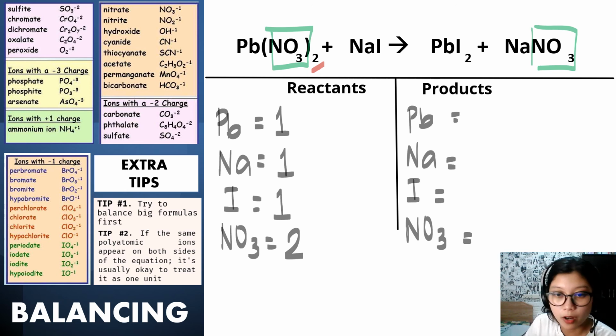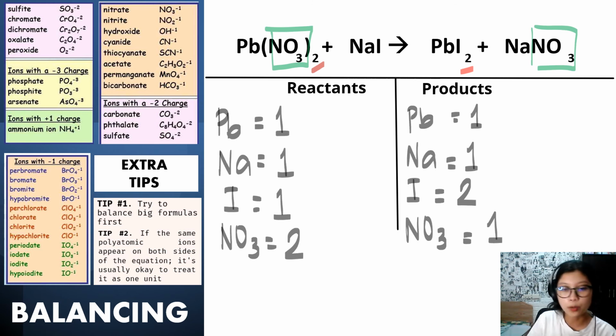Let's proceed to the product side. We have Pb, only 1. According to the subscript, I has 2. For Na, there is only 1. And for NO3, there is only 1. Now, we're going to prioritize polyatomic ions since we're going to use tip number 2. And the polyatomic ion NO3 is not balanced. So what are we going to do? We'll do some adjustments in the product side.